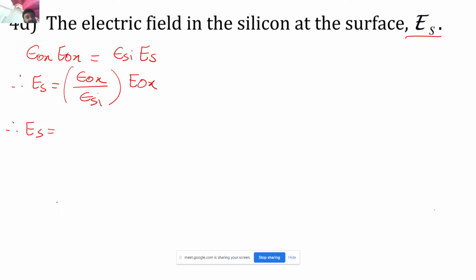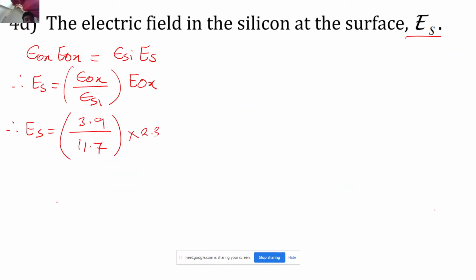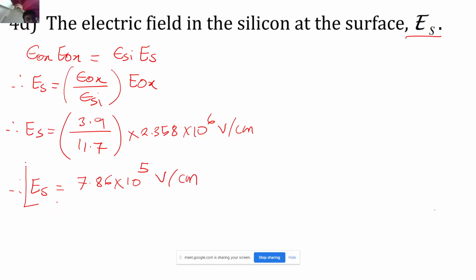The oxide's permittivity is 3.9, and this is 11.7. Eox I had already calculated: it's 2.358 into 10 to the power 6 volts per centimeter. Hence the Es present over here comes out to be 7.86 into 10 to the power 5 volts per centimeter. So this is what I will get as my answer.